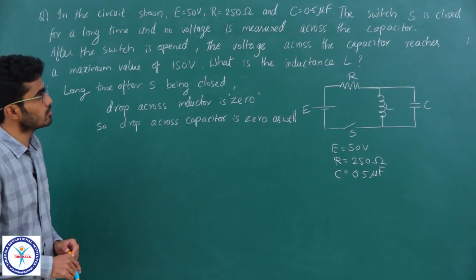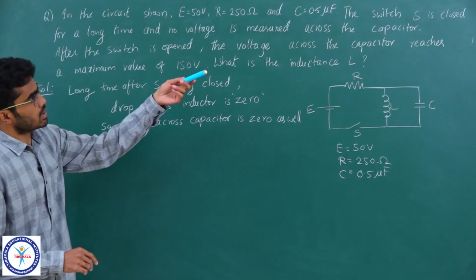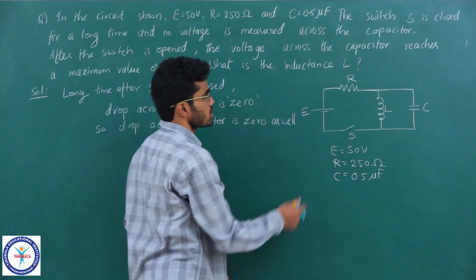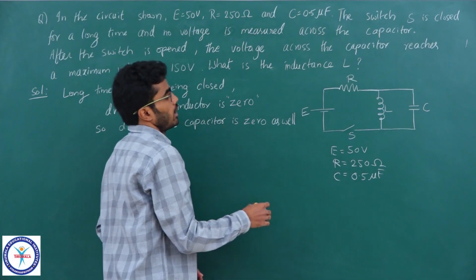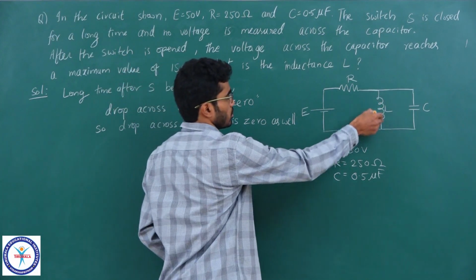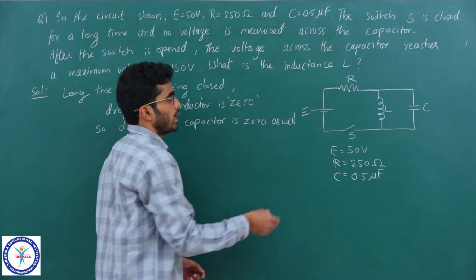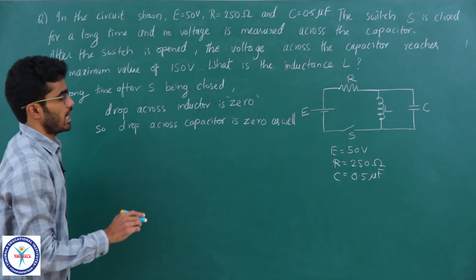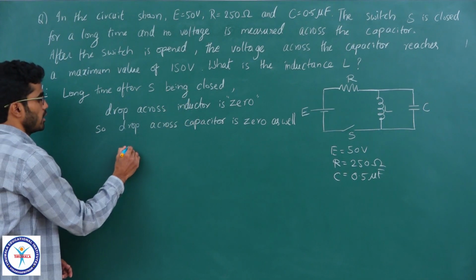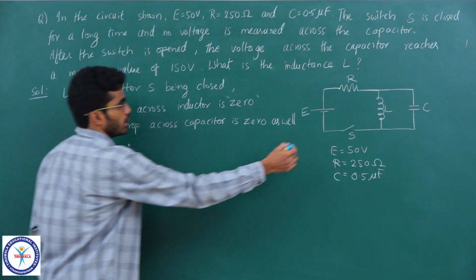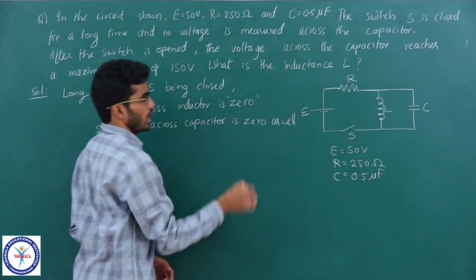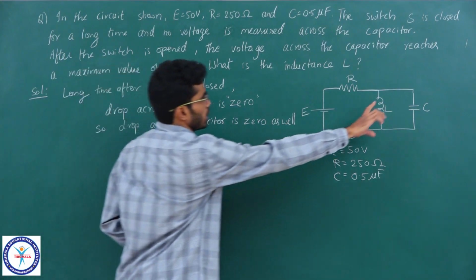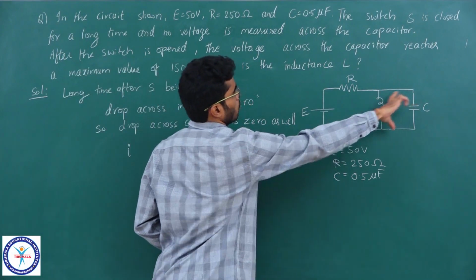Now, first the switch was closed for a long time. So what happens if the switch was closed for a long time? After a long time, the inductor is short circuited and the entire current flows through this. So after a long time, you will find a current circulating in this loop and the capacitor will have no drop as well, because they are both connected to same points. They both are in parallel.